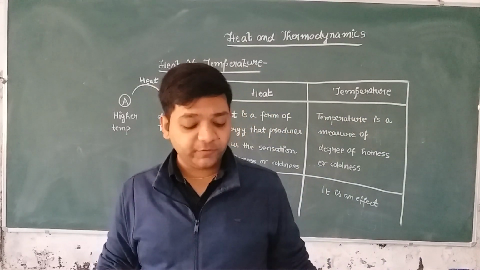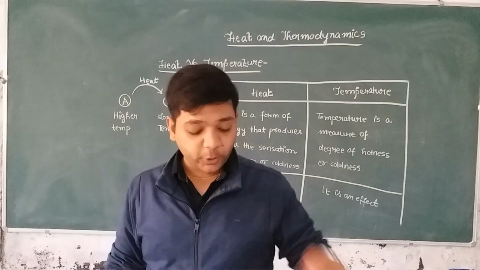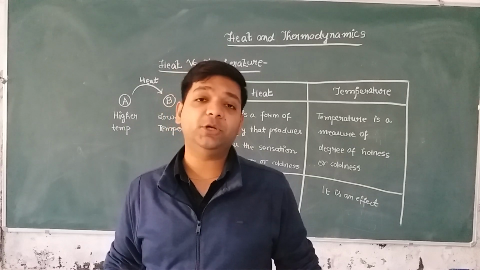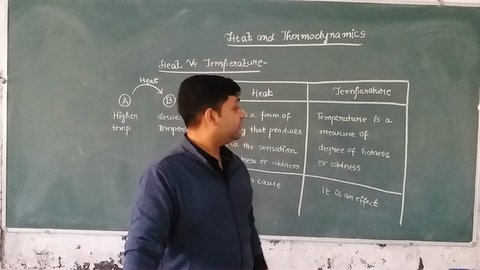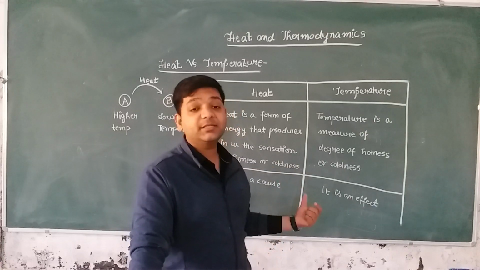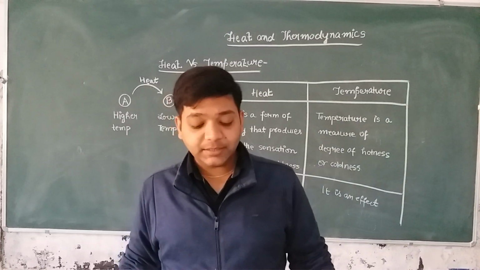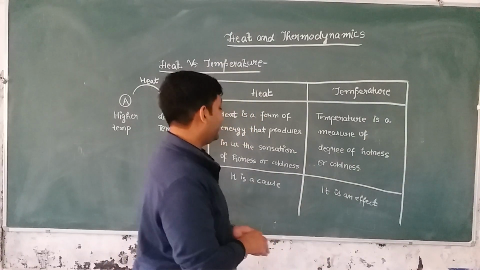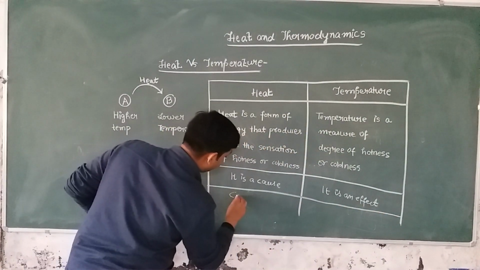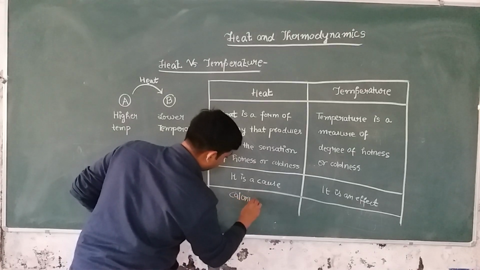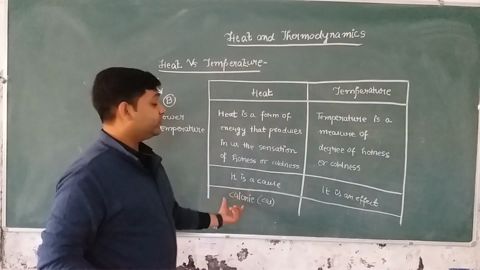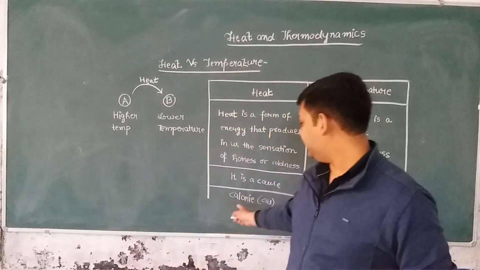Now write down the fourth point of difference. The CGS unit of heat is what? The CGS unit of heat is calorie. So write down: the CGS unit of heat is calorie. We write it as CAL. So calorie is the CGS unit of heat, right?